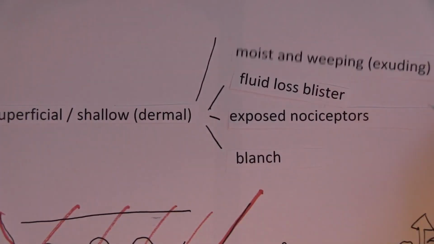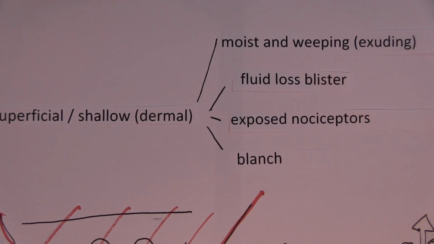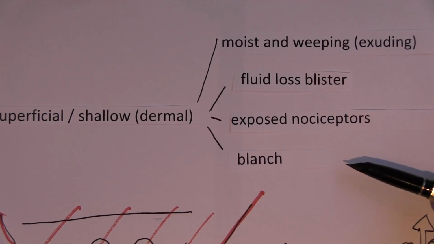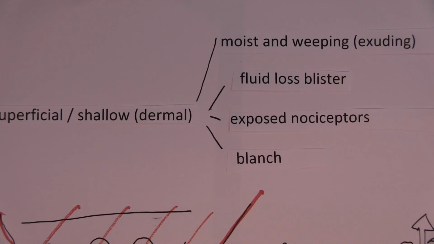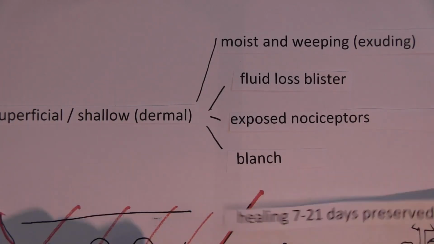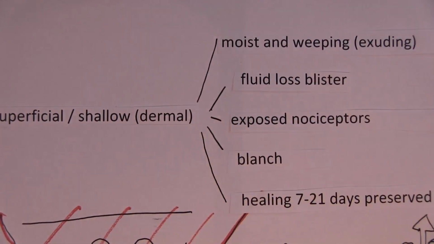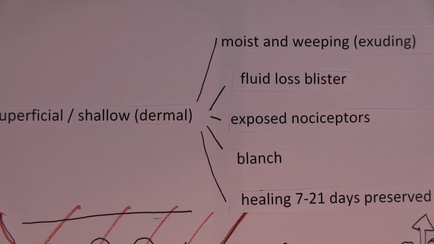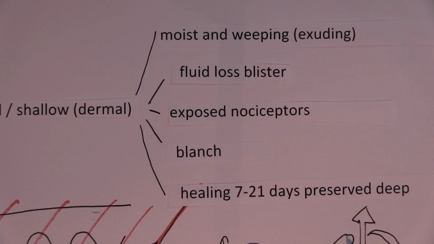An important clinical observation. So we've got fluid loss, moist wounds, we've got blistering, we've got great pain from the exposed nociceptors, and we've got preserved blanching. Now, what are the implications for healing? Well, healing is normally 7 to 21 days, as long as we can keep the wound moist and keep the infection out. Healing is in 7 to 21 days. And there's preserved deep structures. I'll show you what that means in a minute. Preserved deep structures.